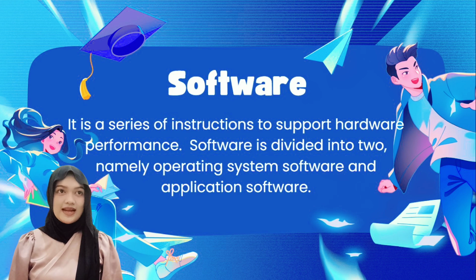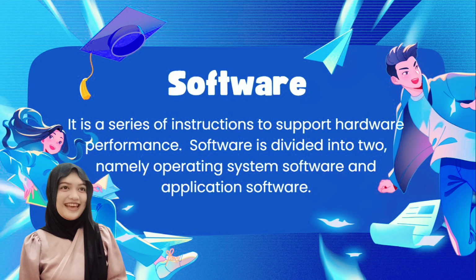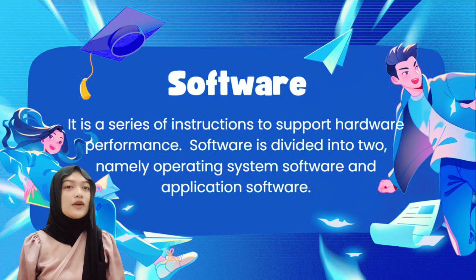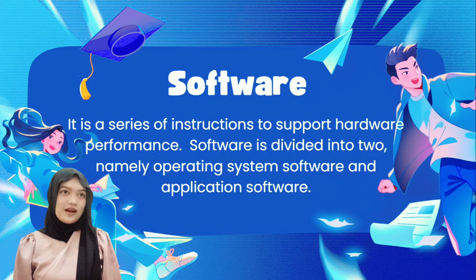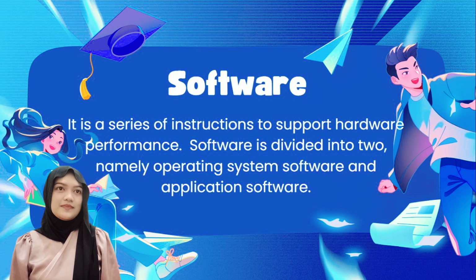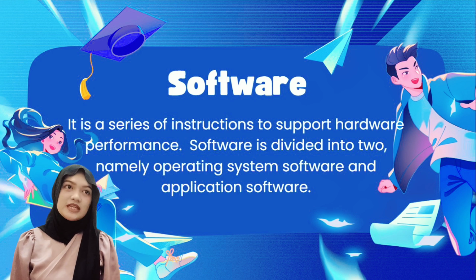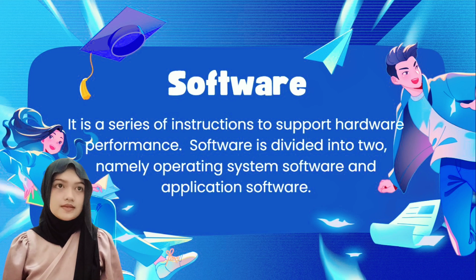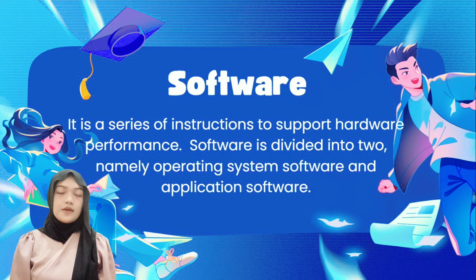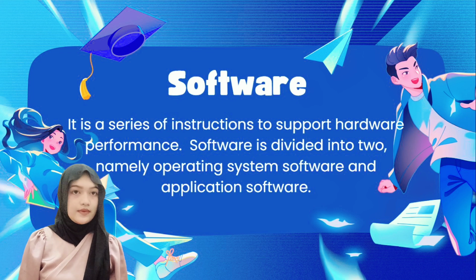Then the other kind of software is application software. This might be more familiar. Some examples of application software on a computer are Microsoft Office. Microsoft Office also consists of Microsoft Word, Microsoft Excel, PowerPoint, Adobe Photoshop, and so on.